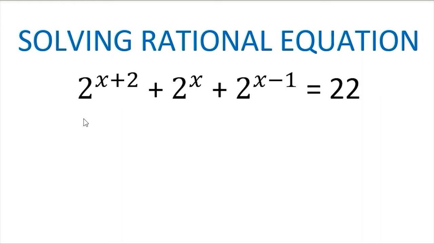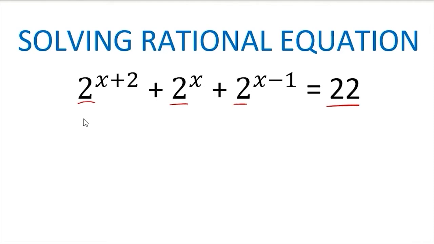Today I'm going to show you how to solve this exponential equation: 2 to the power of x plus 2, plus 2 to the power of x, plus 2 to the power of x minus 1 equals 22. We can see that the base is 2 for all my numbers. So I'm going to use in this example the injectivity property of exponential functions.